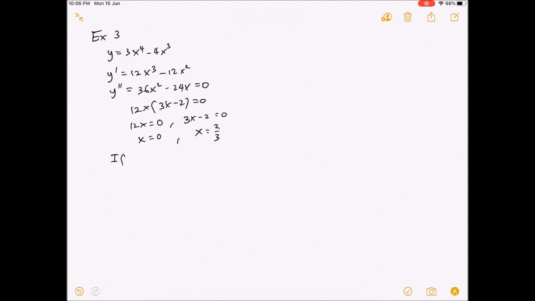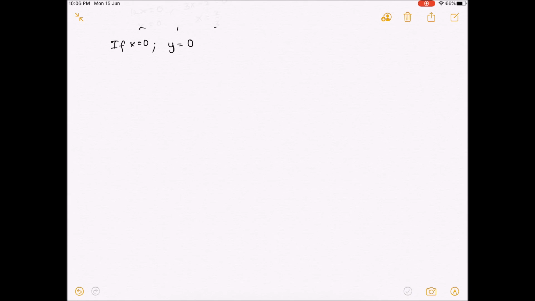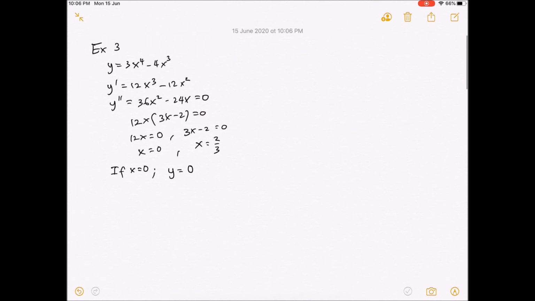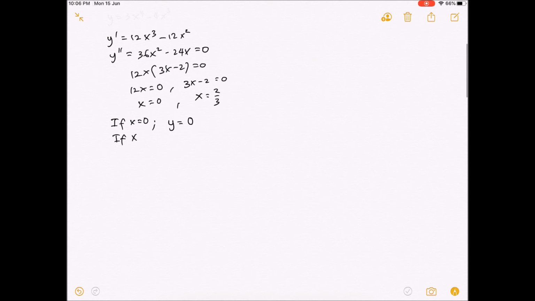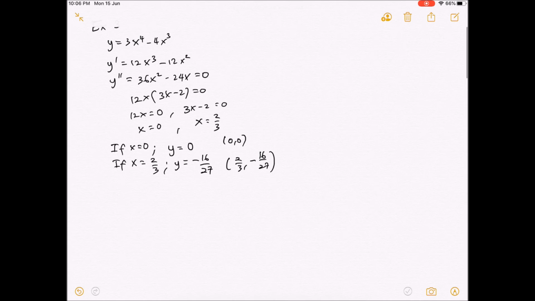So again we have to find the points. If x equals to 0, then y will be equal to 0 as well. And if x equals to 2 over 3, y will be equal to negative 16 over 27. So the first point I have is (0, 0), the second point I have is (2 over 3, negative 16 over 27). So I have to test whether these points are inflection points or not.